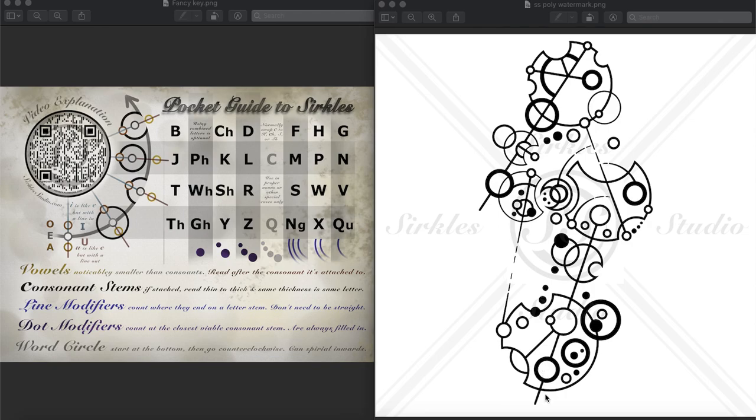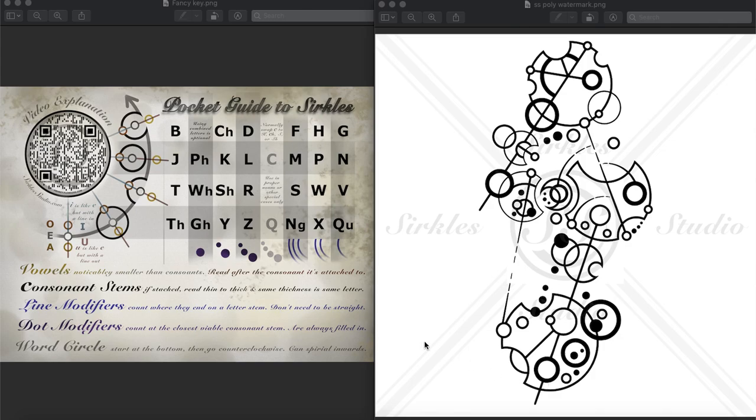Here's our first letter at the very bottom of the design. You start at the bottom and then go counterclockwise, like a time traveler going backwards in time, so backwards around the clock. Our first word is at the bottom, and our first letter is at the bottom of our first word, and it's this circle inside a word circle stem.